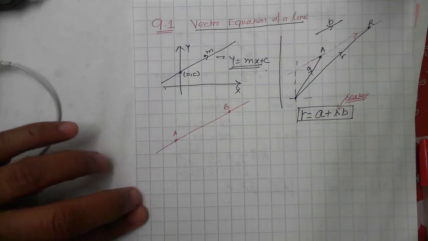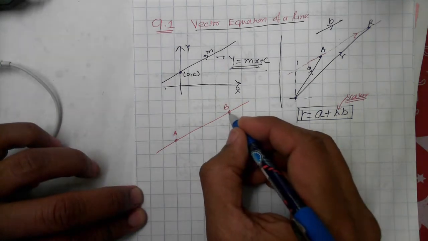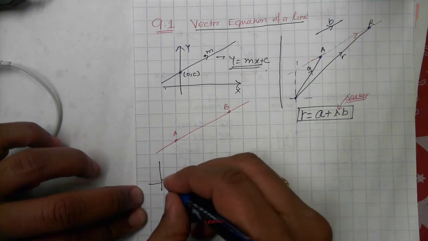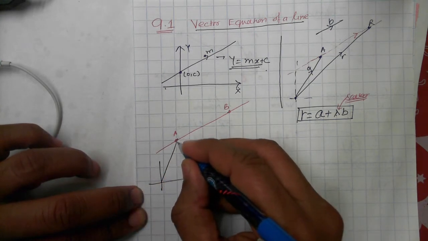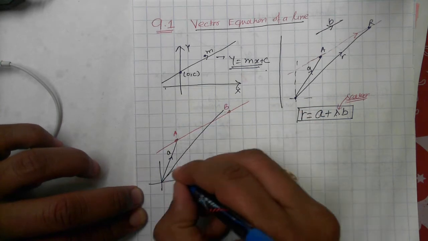The next extension is to find the equation of a line which passes through two fixed points A and B. Let's start this again. We're going to be making the two position vectors. Let's call this A and this is B, so excuse my drawing.